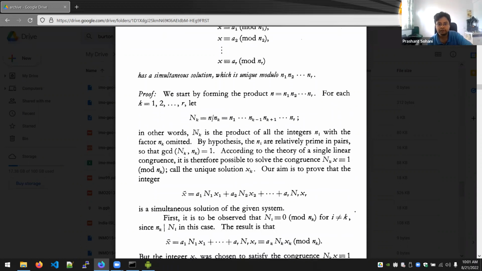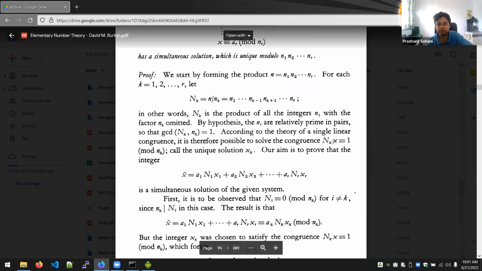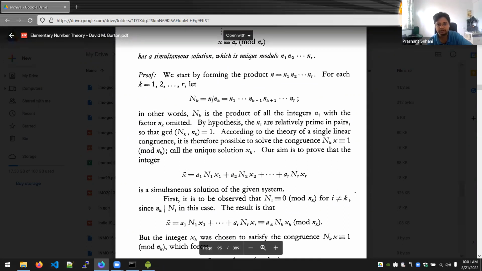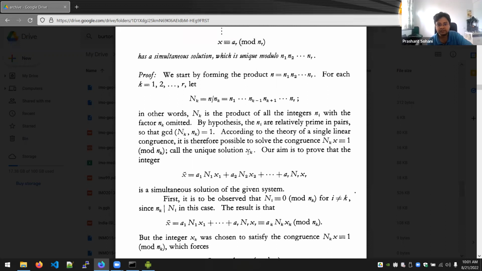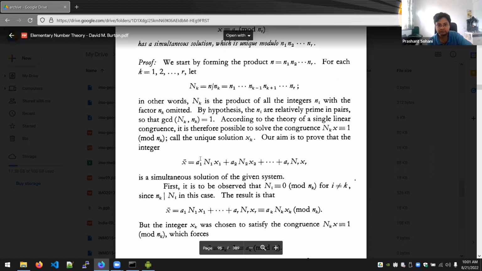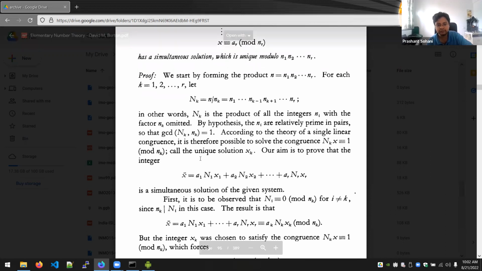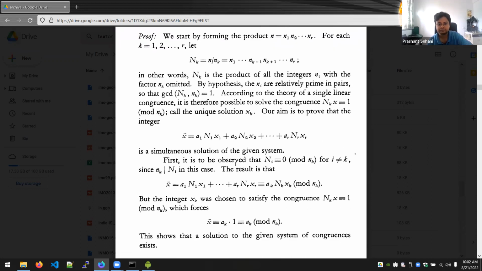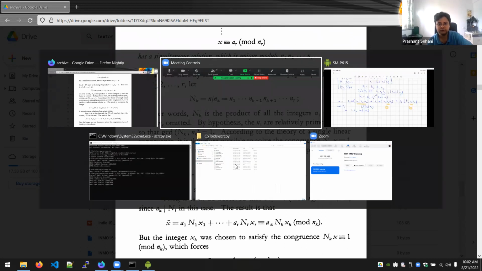Once you have this Nk, you solve the congruence Nk x congruent to 1 mod small nk. I think this xk that they are showing is our k, and then finally you have a combination of all of these. The notation is slightly different, but the idea is the same. If you check this solution later on, you will be able to follow that.